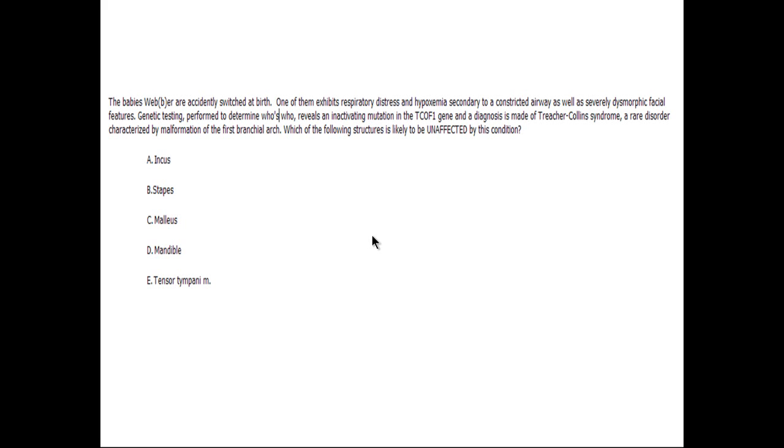So they want to know which of these is not in arch 1. Incus, arch 1. Malleus, arch 1. Mandible, arch 1. Tensor tympani muscle, done by the trigeminal, arch 1. Stapes is arch 2. Right answer is B.